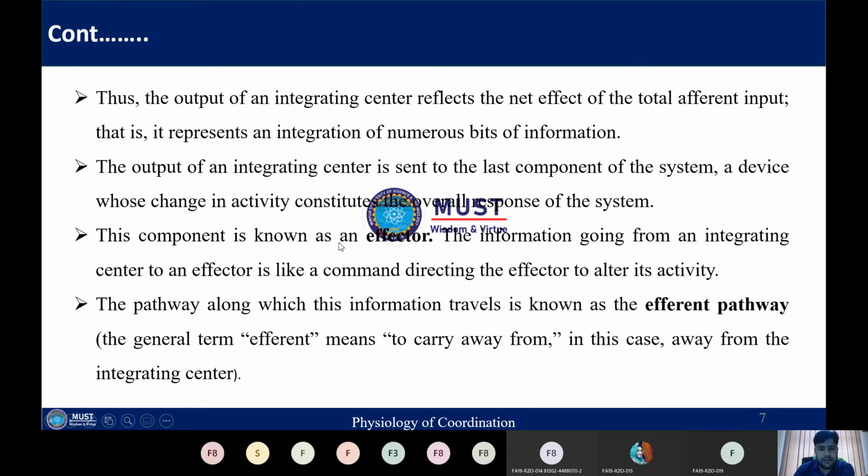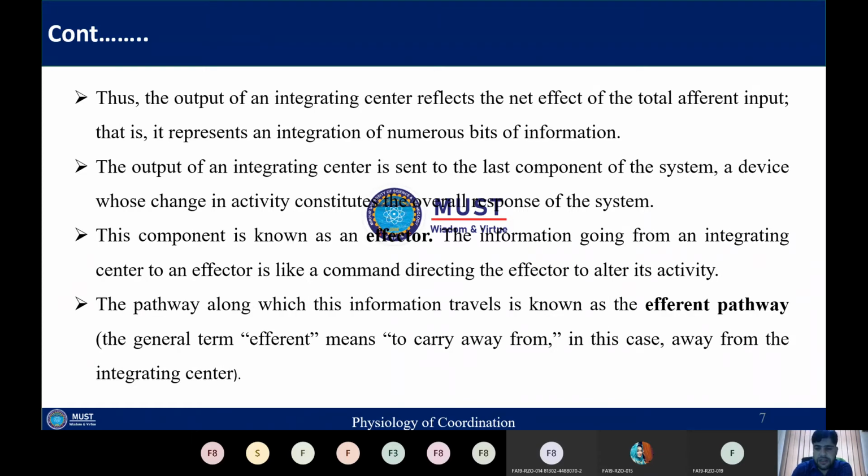This component is known as the effector, and the information relayed from the integrating center to the effector is just like a command directing the effector to alter its activity. Once the information is relayed from the integrating center, or from our brain, to the effector, the effector will change its activity. Either it will increase its contraction or relaxation, or, if the effectors are muscles or glands, they will start to secrete their specific secretions.